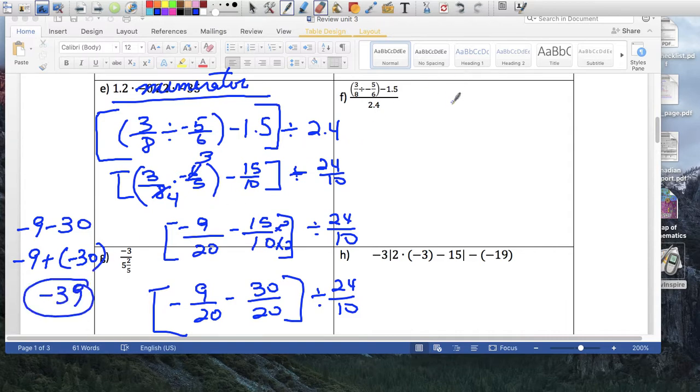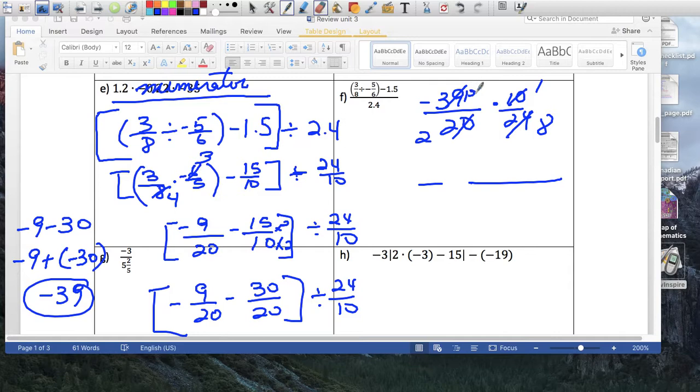So in the brackets, I'm going to get something over 20, and it's going to be negative 39 over 20, which I'm now going to multiply by the reciprocal, which is 10 over 24. Negative times a positive is a negative, right? So let's do some simplifying here. 10 goes into 10 once, 10 goes into 20 two times. 24 divided by 3 is 8, 39 divided by 3 is 13.